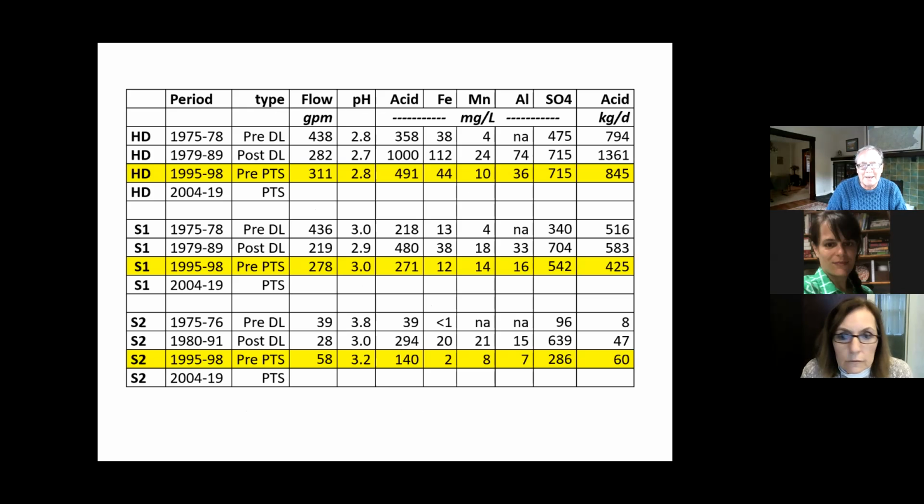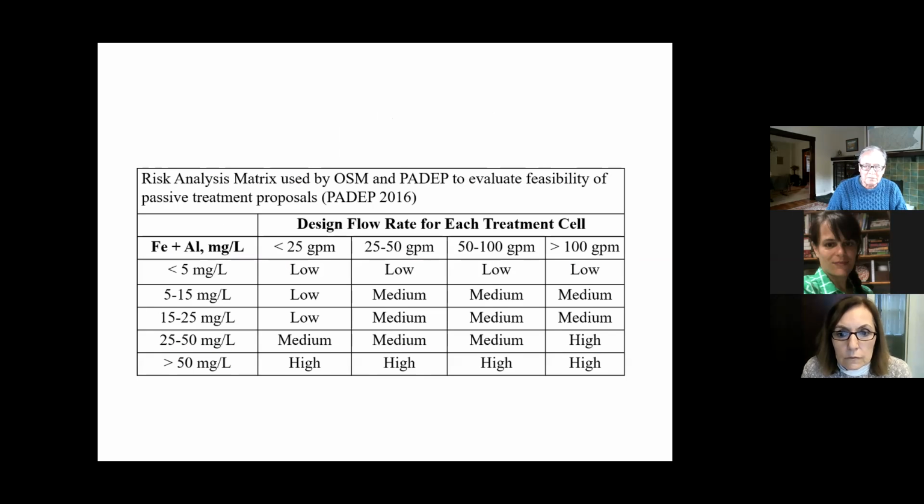So this is the pre-passive treatment system. And you guys can see what's going on here. We still have water that's a little better, but still very lousy. And a lot of ferric iron, a lot of aluminum, very severe water. And so how severe is this?